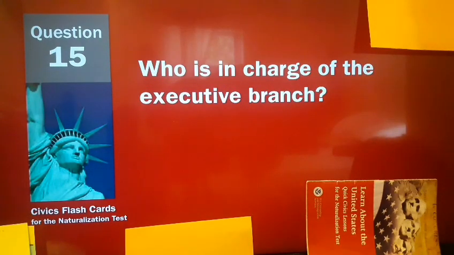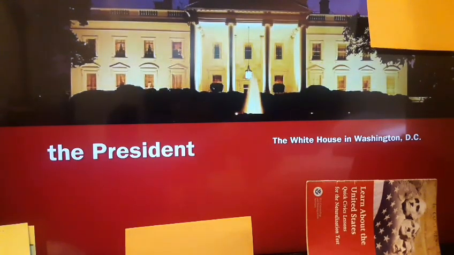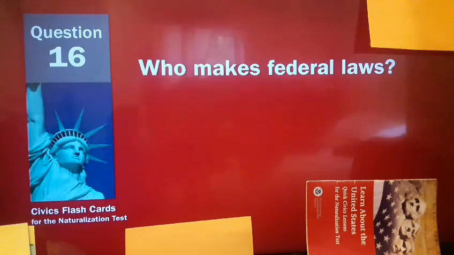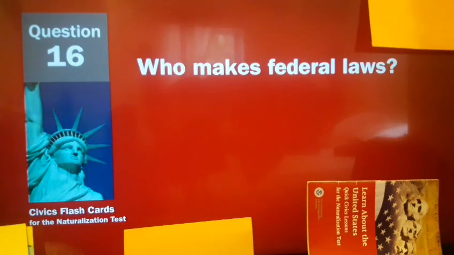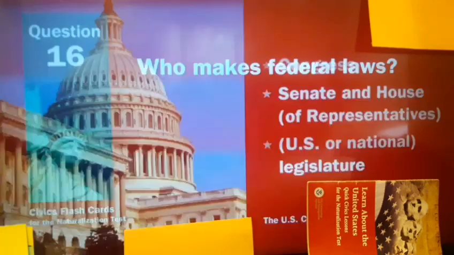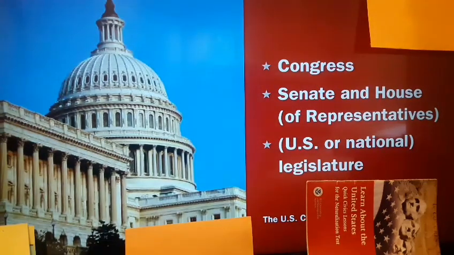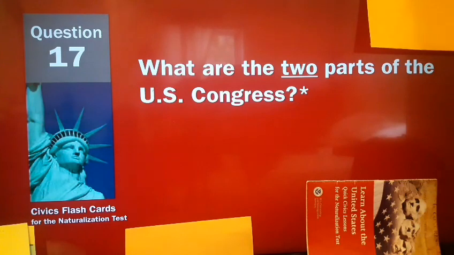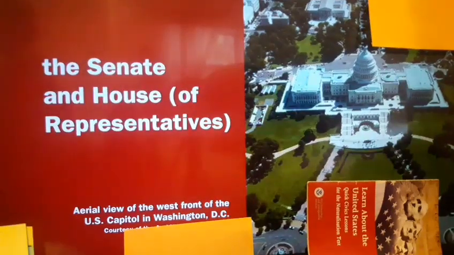Who is in charge of the executive branch? The President. Who makes federal laws? Congress. Senate and House of Representatives. U.S. or national legislature. What are the 2 parts of the U.S. Congress? The Senate and the House of Representatives.